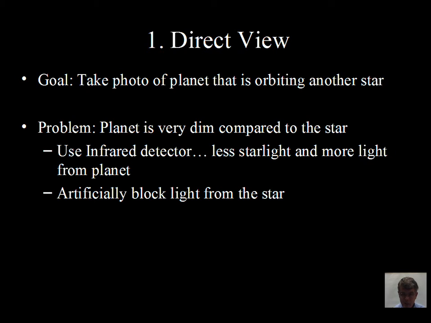Another method is, if the star is close enough to us, it's possible in the operation of the telescope that the light from the star can be blocked, obscured by a piece of equipment in the telescope, and then the light around that blocked star can be observed. Or digitally now, the light from the star can be subtracted from the image, and perhaps the planet's light will be able to be seen. So direct view, that's one possibility.